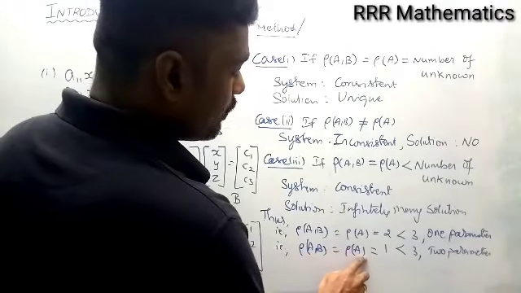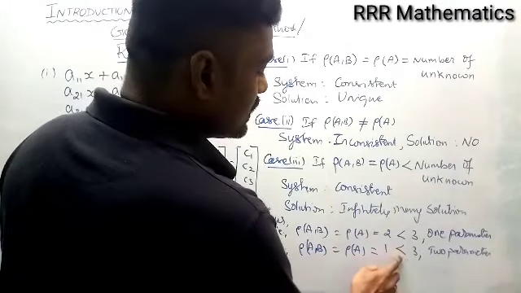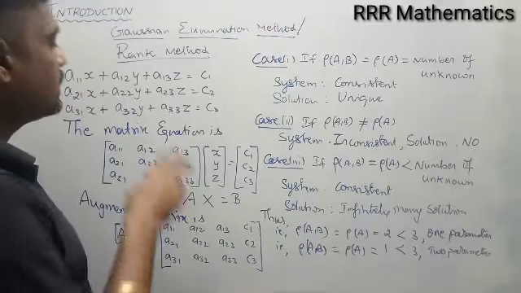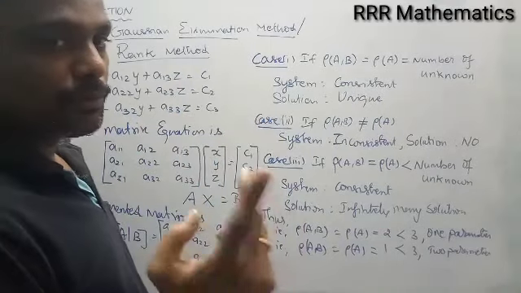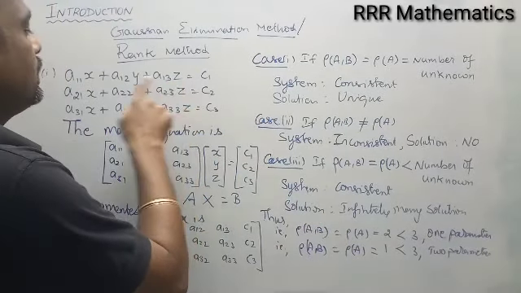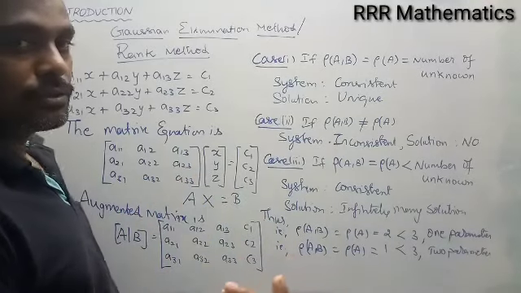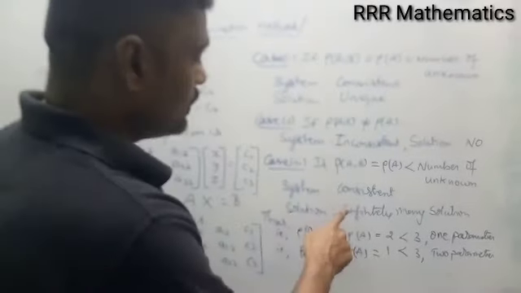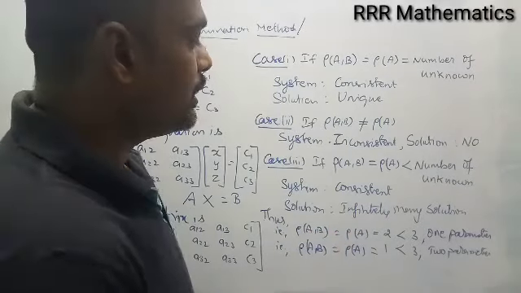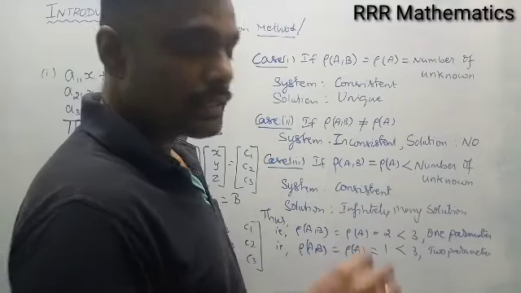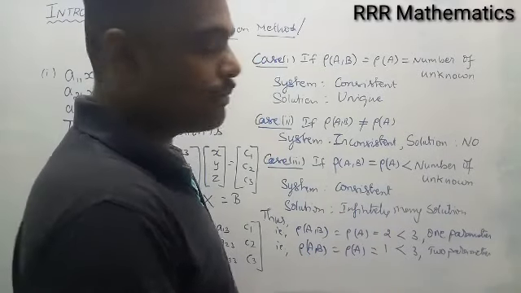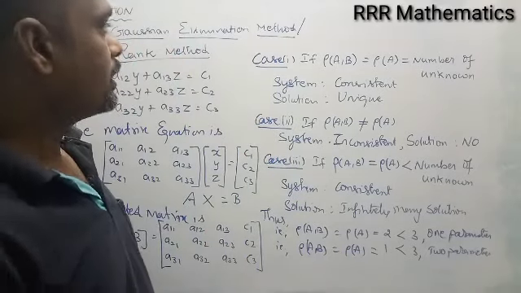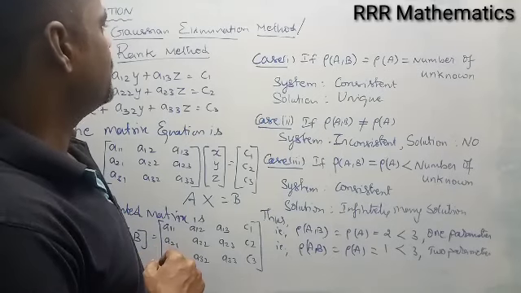Rank of (A, B) and rank of A are equal to 1, in this case less than 3. So two numbers reduced, so two parameters will come. In this case, any two variables are declared as dummy variables which belong to R. Suppose I take z as k, y as t, where t and k belong to R. Then x in terms of t and k. That is how we get infinitely many solutions. Infinitely many solutions means compulsorily at least one variable as a dummy variable, or two variables as dummy variables in this case. Is it clear?